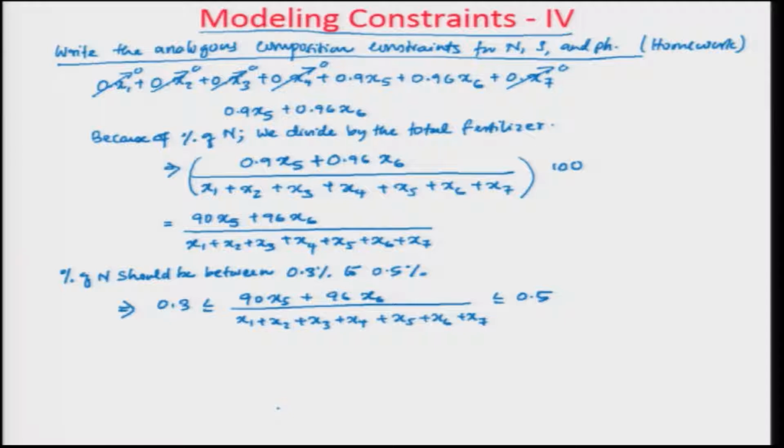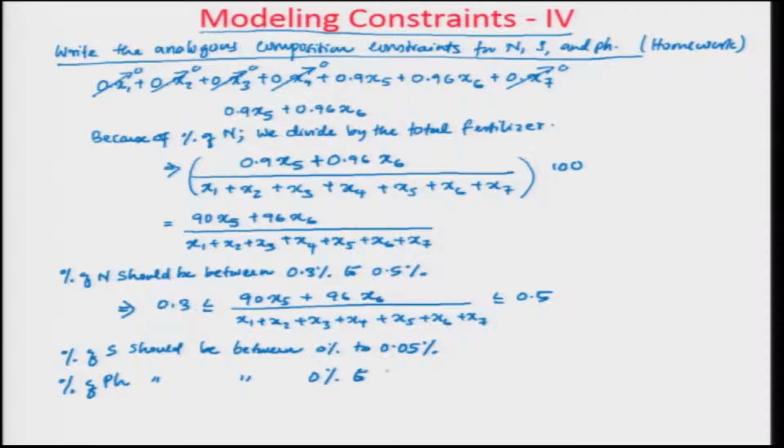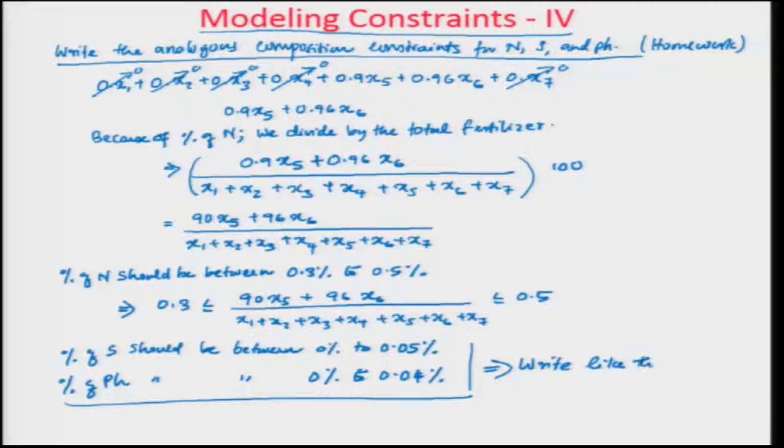Similarly, we can do it for sulfur. The percentage of sulfur should be between 0 percentage to, as per the question, 0.05 percentage. The percentage of phosphorus should be between 0 percentage to 0.04 percentage. So these two can also be written like the other two constraints.